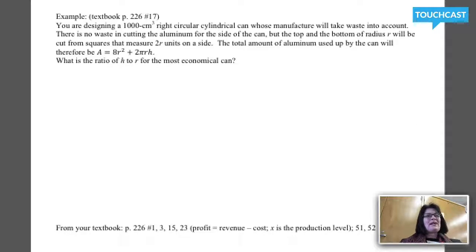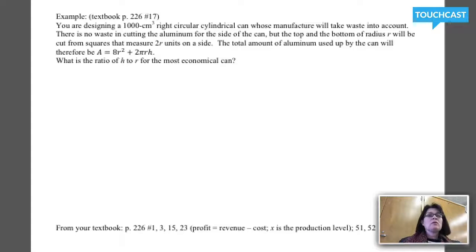You're going to design a right circular cylindrical can. So, a soda can. It has a rectangle that you fold around in a circle to make the sides, and it has a circle for the bottom and a circle for the top. But this time, when we decide how expensive this can is going to be to make, we can't imagine that we're going to reuse the scraps from cutting out the circles on the tops. We're going to cut those circles out from squares that have side length 2r on a side.